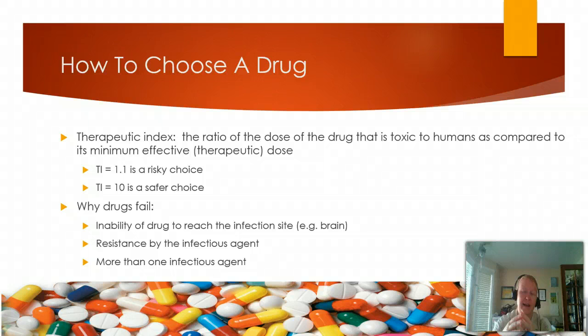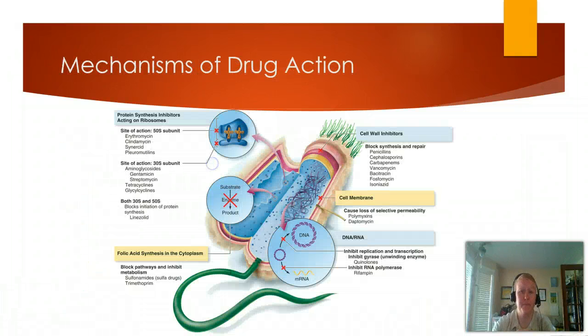It's not as simple as doing the Kirby-Bauer and deciding on your pill. So there's a lot of different aspects that go into that. So I want you to really think about that and be cognizant of how important drug selection can be. This is why there's a whole profession called pharmacy, because these are the people who help contribute to that decision.